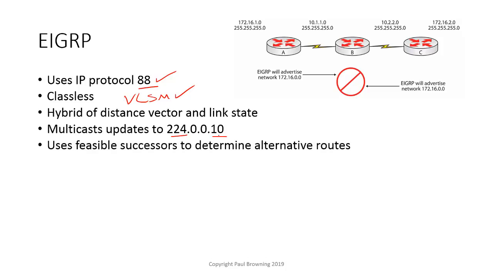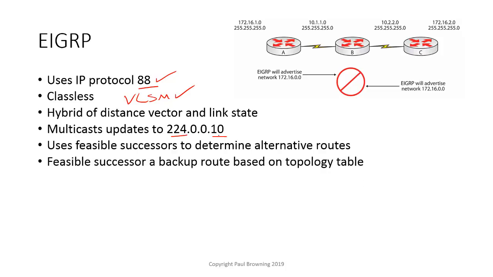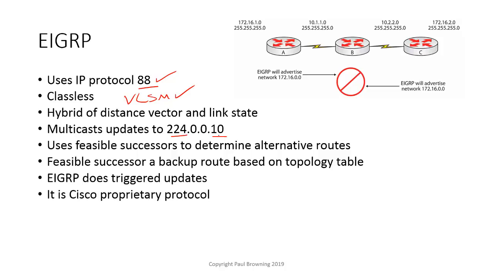Now it uses the concept of feasible successors to determine alternate routes to other networks. The feasible successor is a backup route based upon the EIGRP topology table. It actually does triggered updates if there's a change to a route. It's Cisco proprietary, however, just note that they've released it as an open standard, so just check what the exam question asks you.